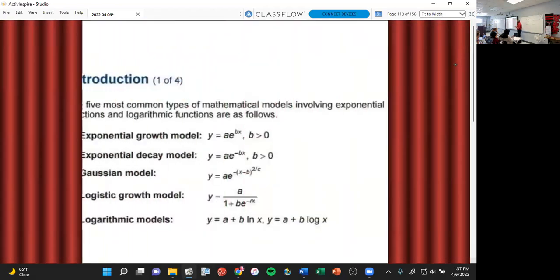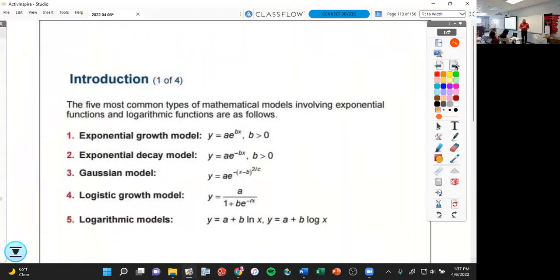Okay. So here are the 5 most common formulas that you'll be using solving real-life problems. And real-life problems typically use natural log, e's. Exponential growth, ae to the bx. Exponential decay, ae to the negative bx. Remember, a negative exponent is a reciprocal, right? So that's why when you have that negative, that's what makes it an exponential decay.